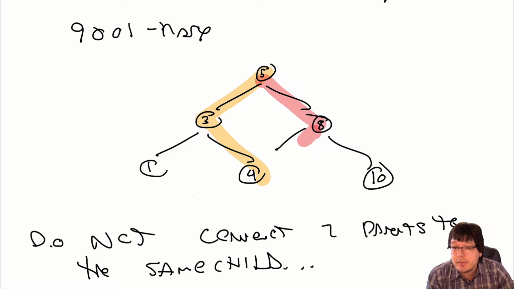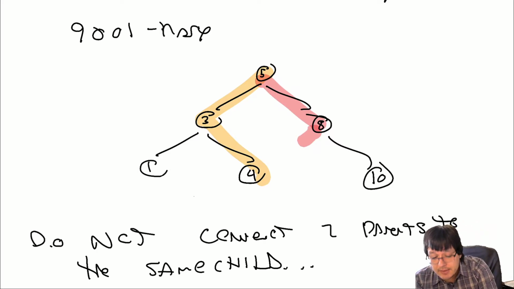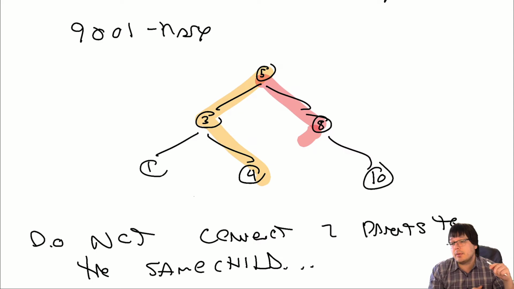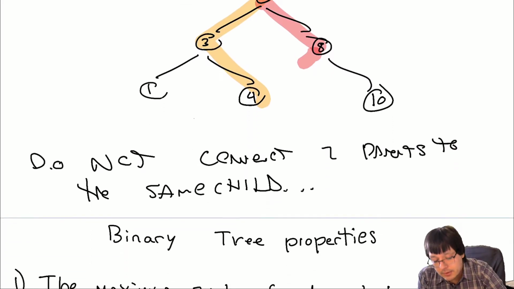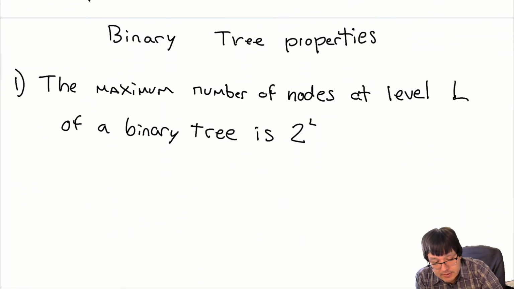Would the 10 be a right child? The 10 would indeed be a right child, yes. And there is no left child for that example. So you would say 8 has a right child and no left child, so it only has 1 child. So yes. Okay.